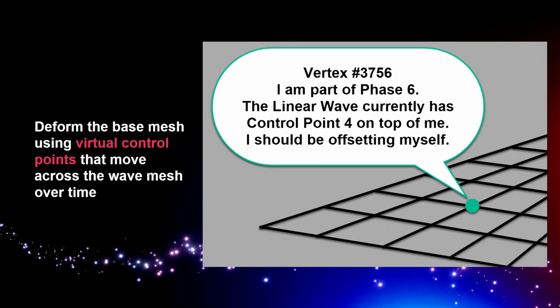So as the shader runs, each vertex looks at these two sets of data, the linear wave and the modulated U coordinates, and basically uses it as a lookup table. So say our very good friend vertex 3756 is being processed. It will know that it is part of, say, phase 6, because that's what the modulated U coordinates will tell it. And then it will look at the linear wave data, and this will give it the information it needs to know two things. First thing: is the wave currently on top of me? If the value returned by the linear wave is 0, it means no, the wave is not on top of you. And if the value is higher than 0, then great, but which control point of the wave should I be following? So say control point number 4 in this case.